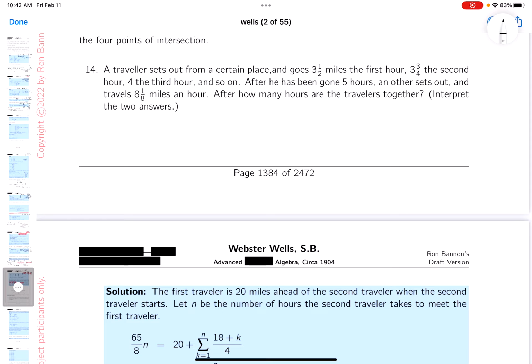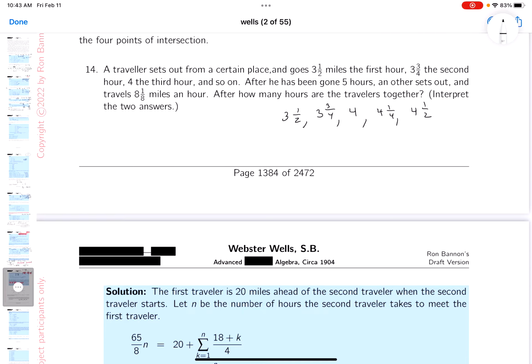Okay, a traveler sets out from a certain place, goes 3.5 miles in the first hour. I'll write this down for you. He goes 3.75 in the next hour, and then he goes 4. So looking at it, it's a sequence, and this sequence is clearly arithmetic, and he's going up by a quarter. So the next one's going to be 4.25, and the next one's going to be 4.5.